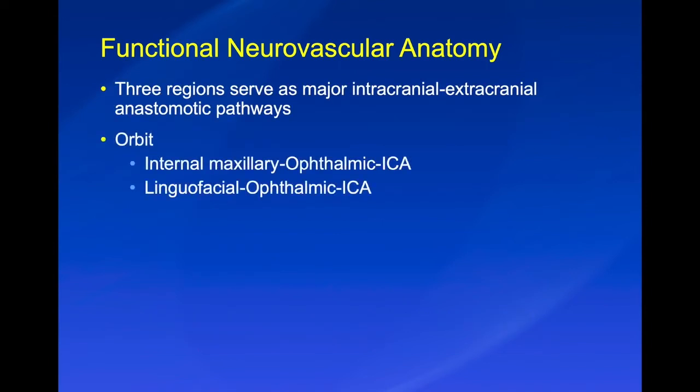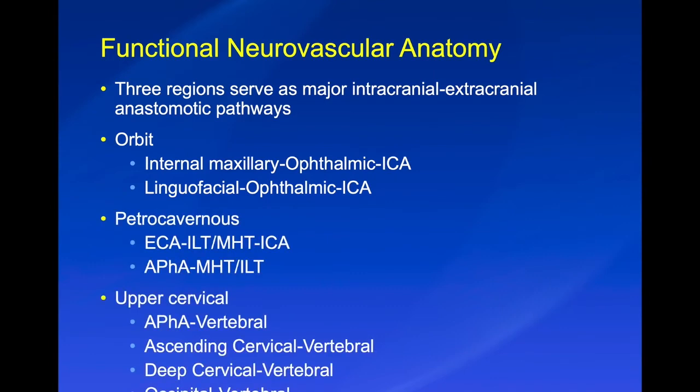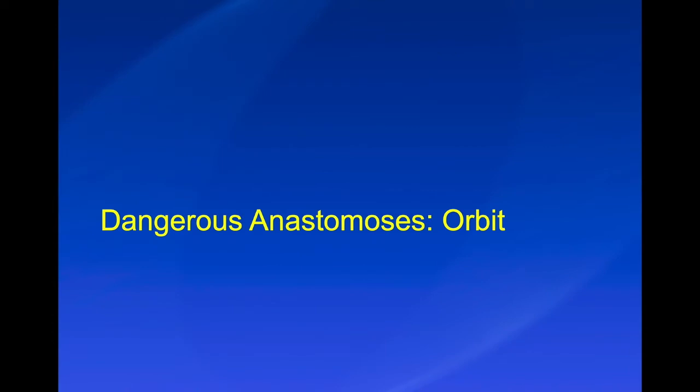The main regions that serve as the major intracranial and extracranial anastomotic pathways are the orbital region, where you have the internal maxillary to ophthalmic to ICA, or linguofacial to ophthalmic to ICA, the petrocavernous region, and the upper cervical region. These are the three regions that we're going to be discussing in this lecture series. So the first region, part 1, is on the dangerous anastomoses associated with the orbit.